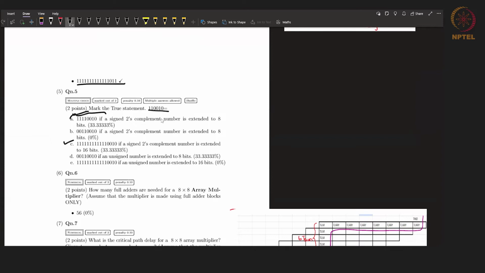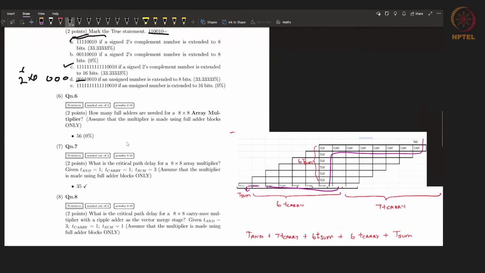Now, if it is an unsigned number, you cannot sign extend it with one. You should extend it with zeros, because you should not assign any value to that particular power. Basically, let's say this was 2 power 0, 1, 2, 3, 4, 5, 2 power 6. 2 power 6 into 0 will still be 0. Therefore, you cannot extend it with 1, you should extend it with a 0.